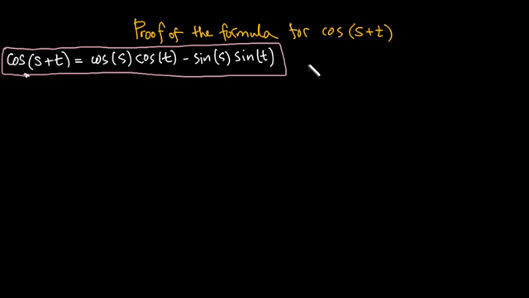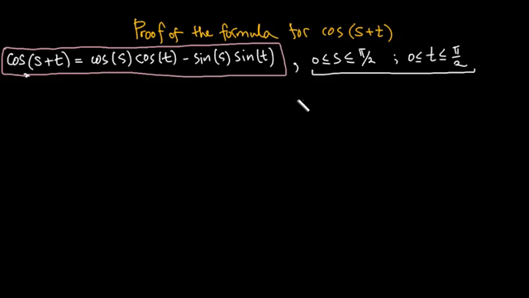The general proof would require you to think about all the possibilities of s and t, but in this proof we're only going to show this result for s between 0 and pi over 2, and t also between 0 and pi over 2, such that when you add these angles together, it doesn't go beyond 180 degrees, or pi. With this restriction, it's still meaningful to see how this plays out. So I'll make this a part of the proof.